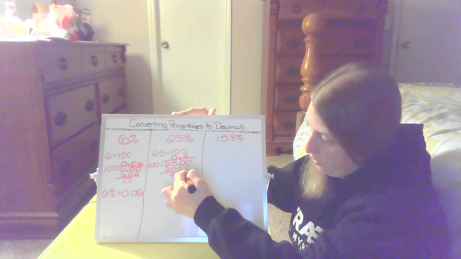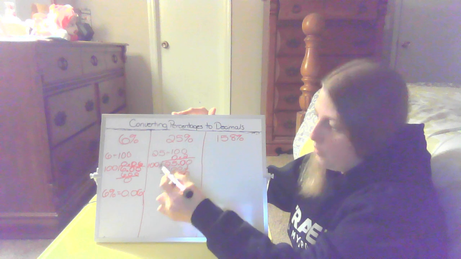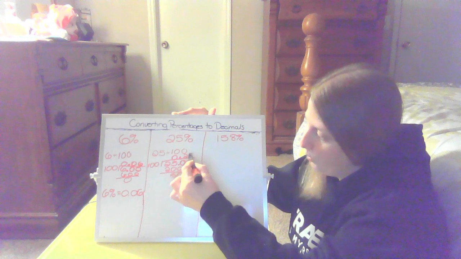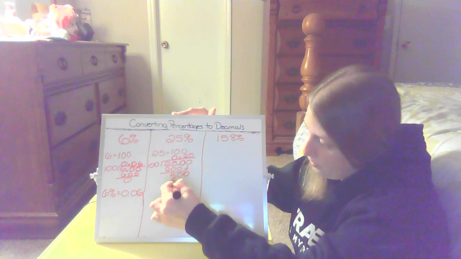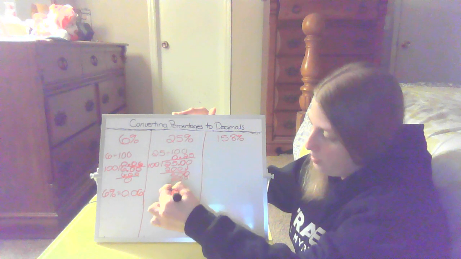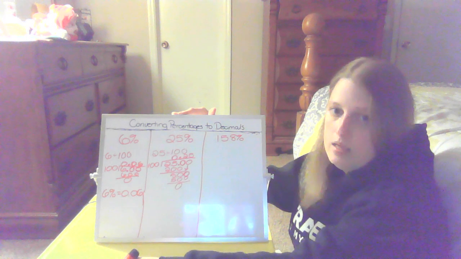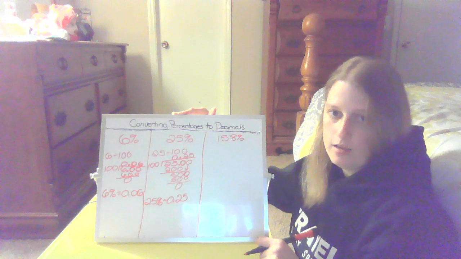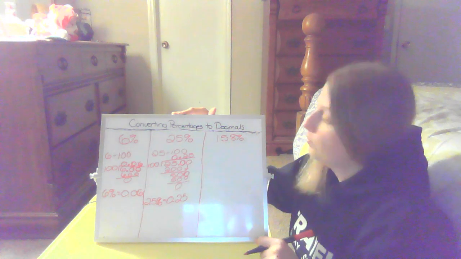We're going to add a 0 and carry it down. And we know that 100 can go into 500 5 times. So we will put a 5 right here, which gives us 500. And 500 minus 500 is 0. And 25% written as a decimal looks like this. 0.25. Okay, that is 25% as a decimal.